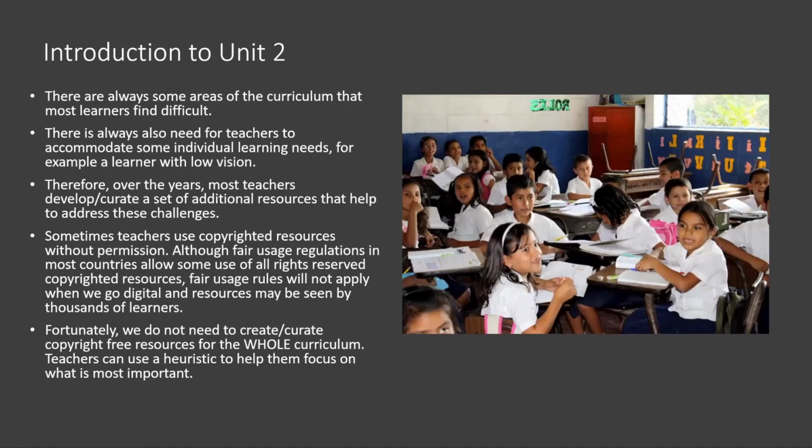So in any classroom, there are some learners who struggle with particular topics, and there are some topics in the curriculum where nearly all learners struggle. And most of us have found some additional resources or created some additional resources to help to address those challenges. Very often, we have made photocopies or taken pictures from all rights reserved copyrighted textbooks on the basis of fair usage in the classroom. However, when we go online, we have to be much more careful because there could be thousands of learners who access these resources. So we need to find resources that we have the right to use and reuse. But we don't have to find resources for the entire curriculum. We need to focus on what are the problem issues and areas.